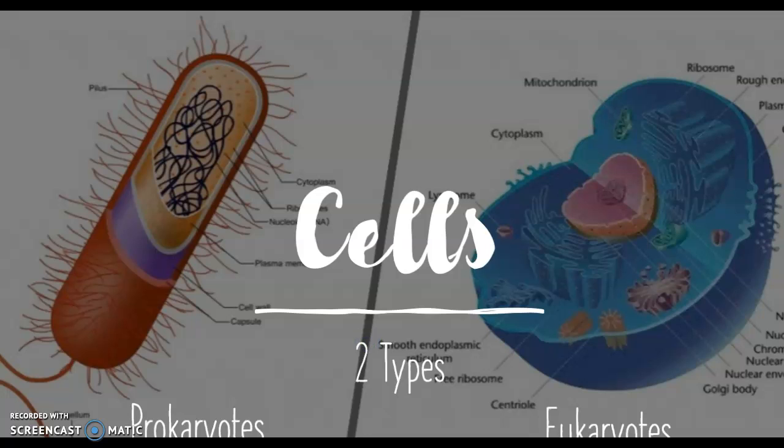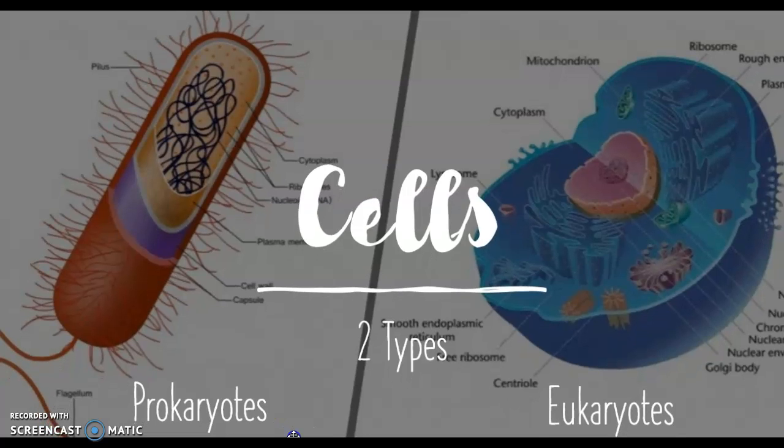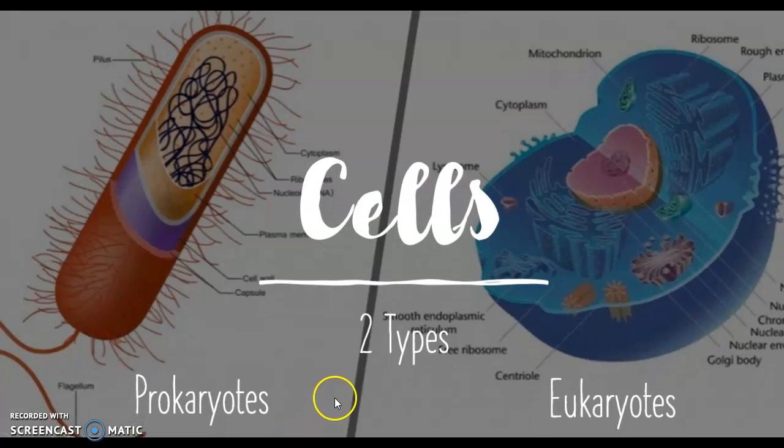Well, now we know a little bit more. There are 2 types of cells. There are these prokaryotes. Let me see if we can see that a little better. Here we go. Here's a prokaryote. And we have the eukaryotes. Very different. We're going to look at that.